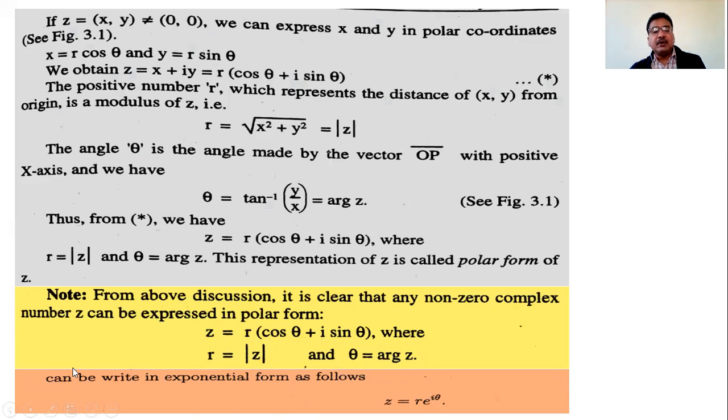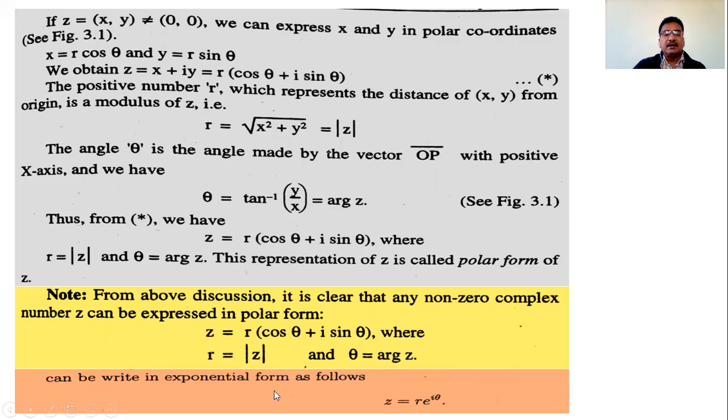So in order to express a complex number in polar form, we first have to find its modulus and its principal argument. If we find the value of r and theta, then we can express the complex number in polar form. So to express the number in polar form, find its modulus and principal argument. Then we have the number in polar form.